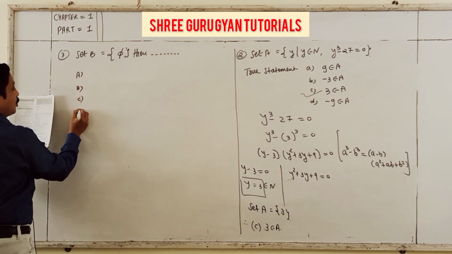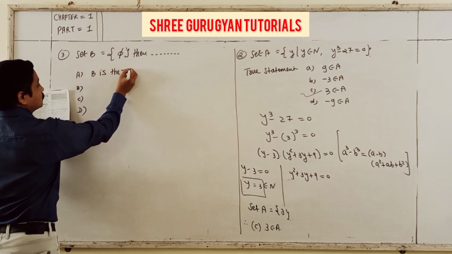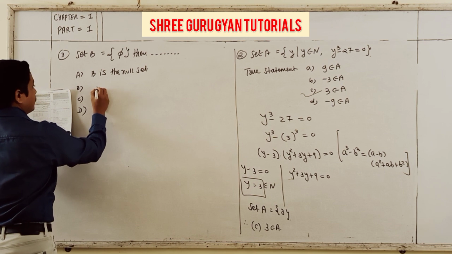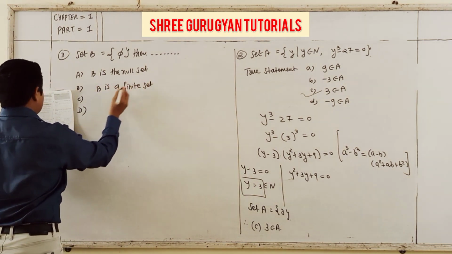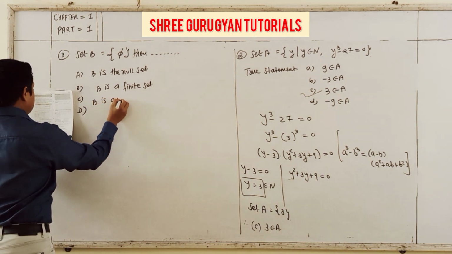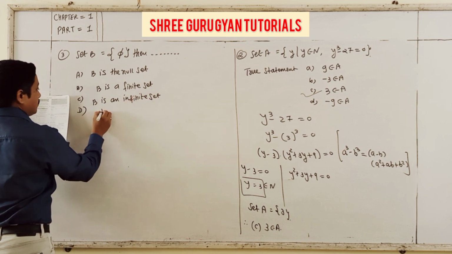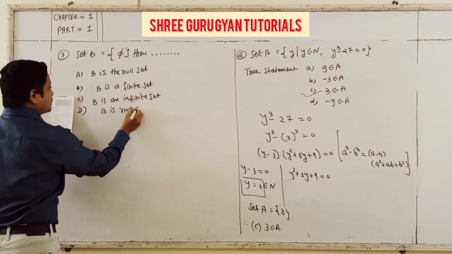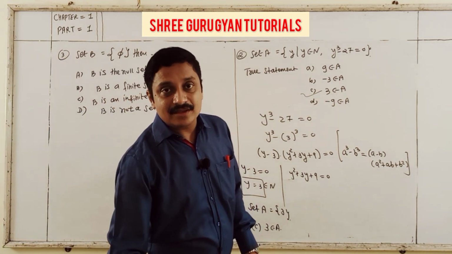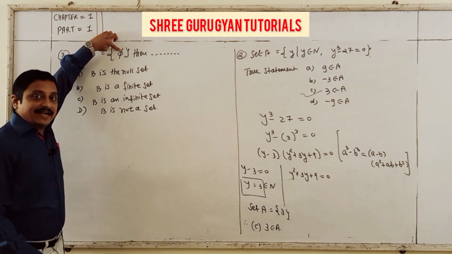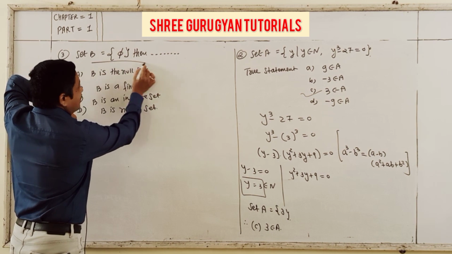Here the answer must depend on the options. First option: B is the null set. Second: B is a finite set. Third: B is an infinite set. And last: B is not a set. Just define what the question is given. The question is a singleton set. It means how many members are there? How many members are there here?